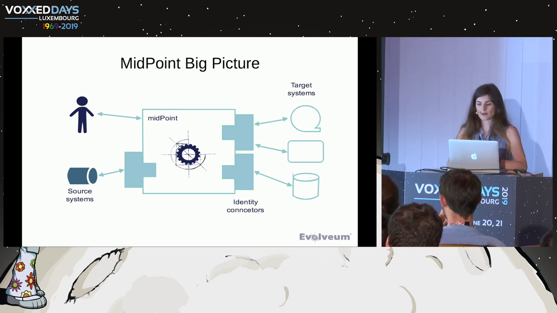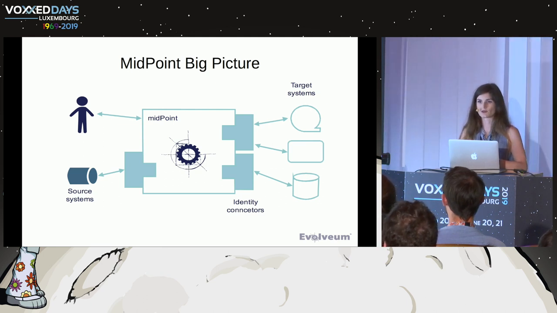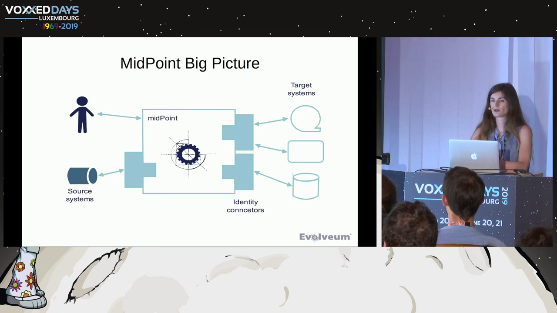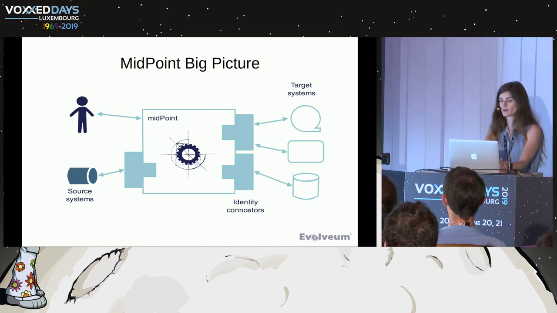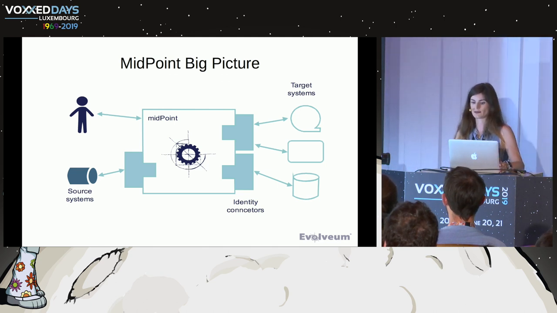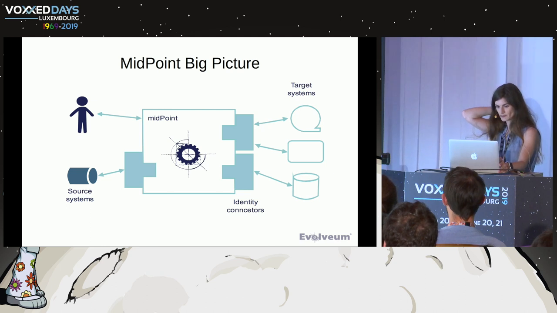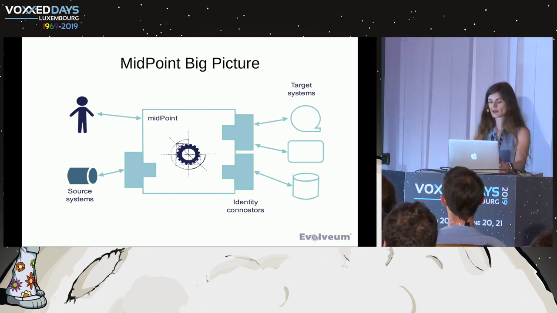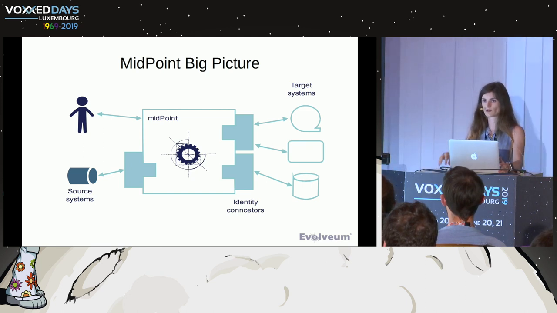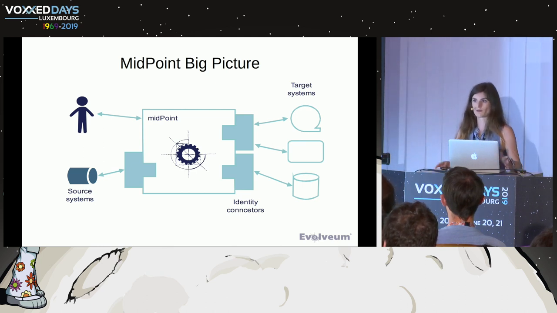There are also other components like target systems and source systems, and these are basically systems which are connected to MidPoint. So some systems where MidPoint should create the accounts and manage these accounts. The connection between MidPoint and these systems is made with identity connectors. I will speak about the identity connectors later. What I want to mention here is also that MidPoint was designed to be easily deployed. It means that if you deploy MidPoint, you don't need to program anything. You just need to configure the policies, the rules and the attribute mappings, but you don't need to write any Java code.